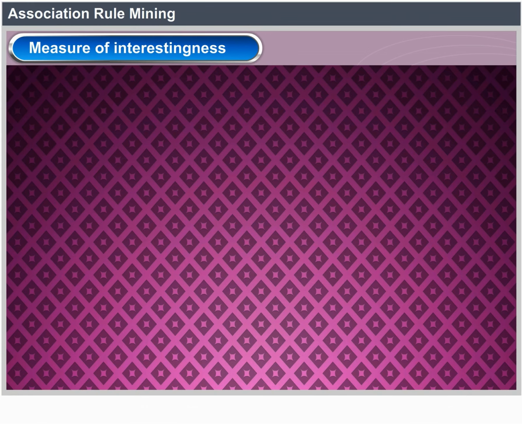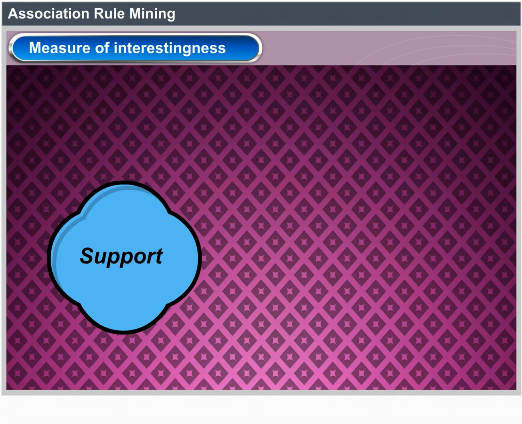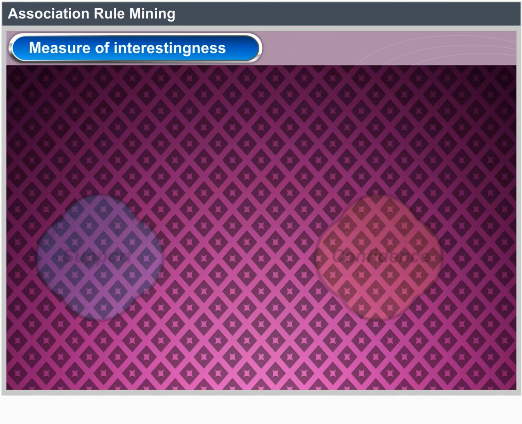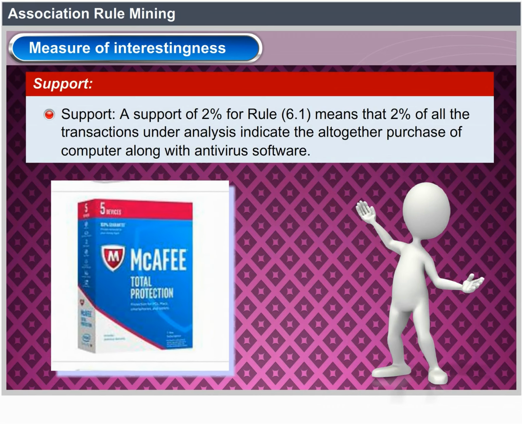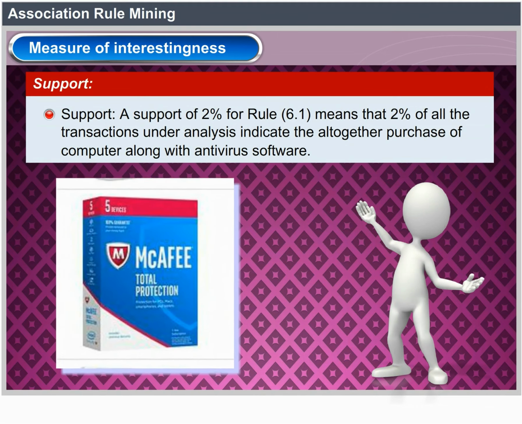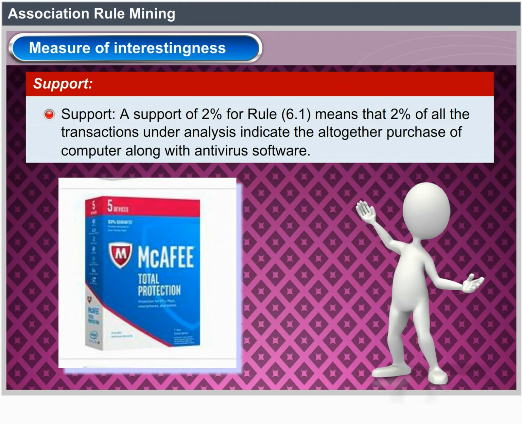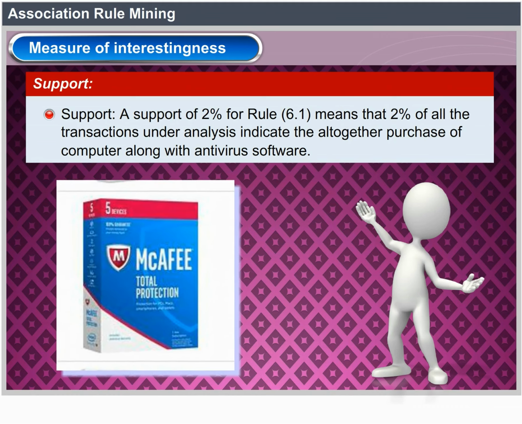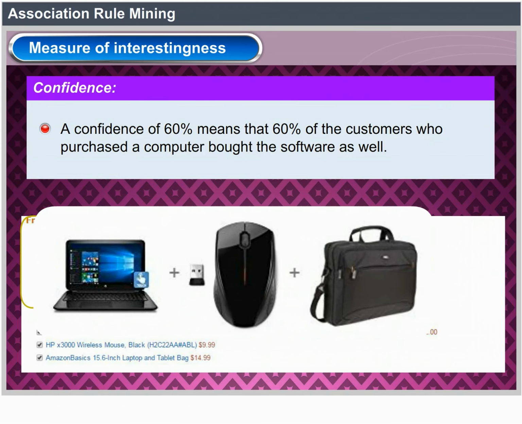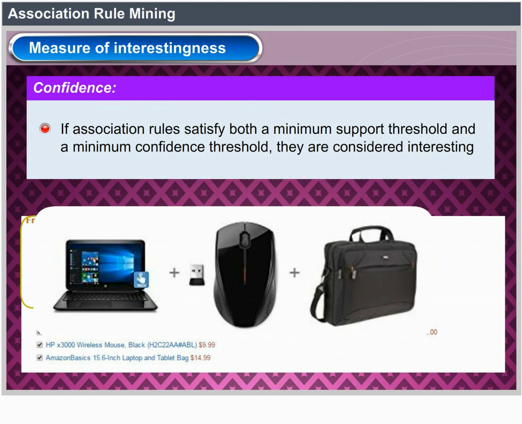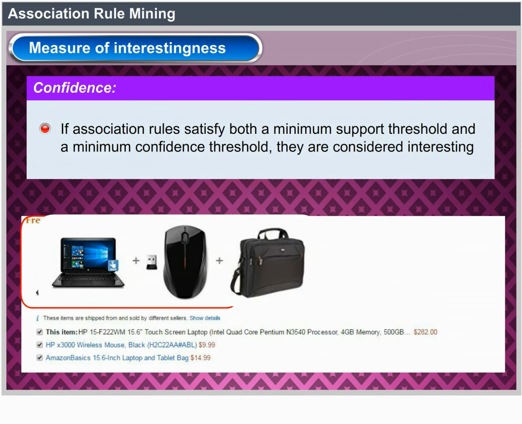Measures of interestingness: support and confidence. A support of 2% means that 2% of all the transactions under analysis show the computer and antivirus software are purchased together. A confidence of 60% means that 60% of the customers who purchased a computer also bought the software. Association rules are considered interesting if they satisfy both a minimum support threshold and a minimum confidence threshold.